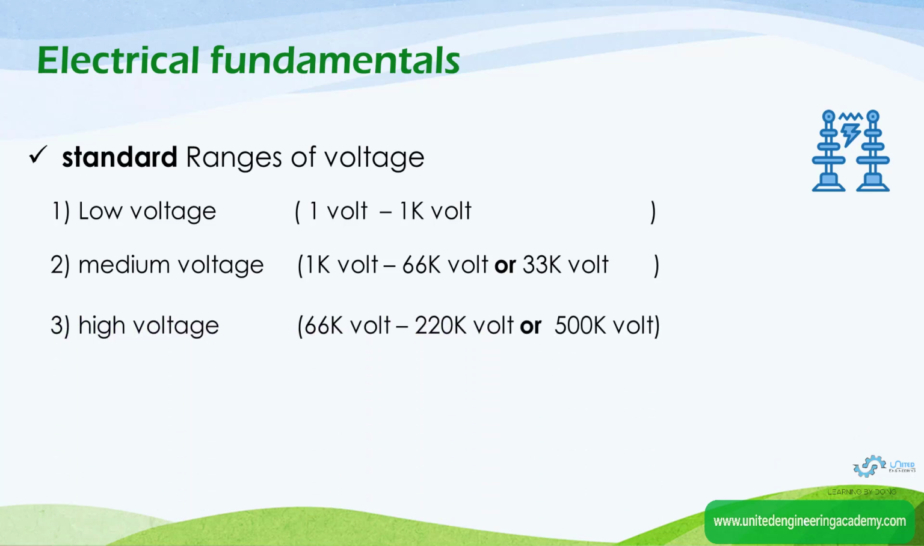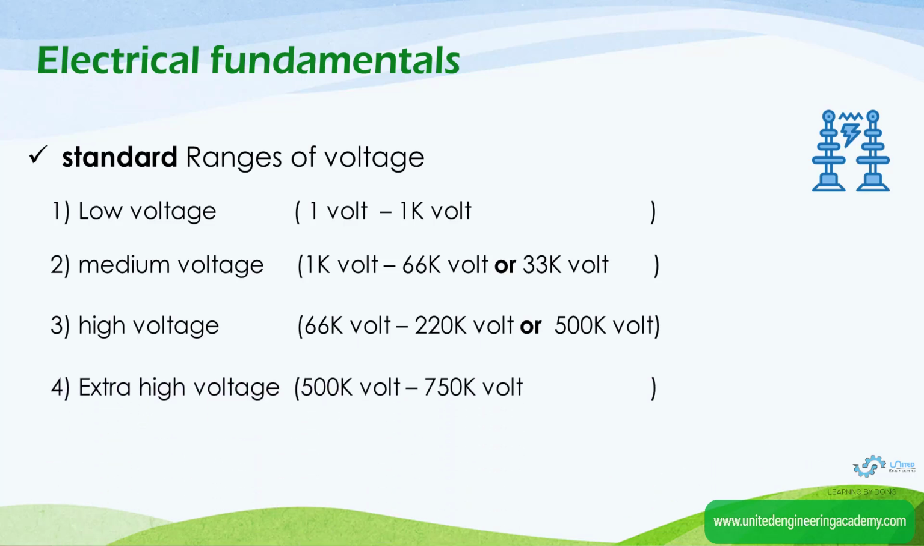Also, the third range is the high voltage range that starts at 66 kilovolts and ends at 220 kilovolts or 500 kilovolts, according to some other standards. For example, when you know that there is a step-up transformer that raises the voltage from 11 kilovolts to 220 kilovolts, this means that the primary voltage of the transformer is a medium voltage and the secondary of this transformer is a high voltage. Or in other words, we say that it's a medium to high voltage transformer.